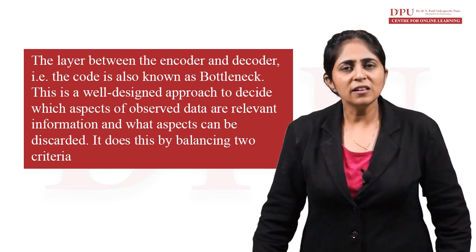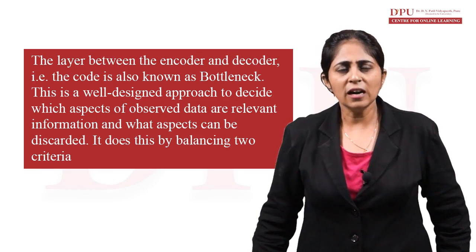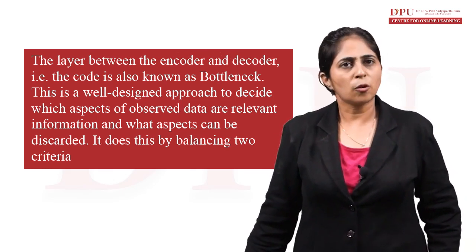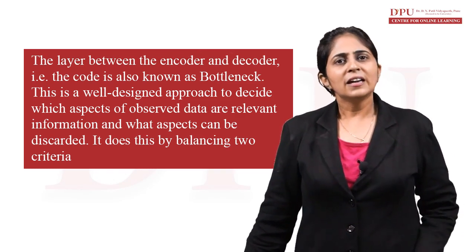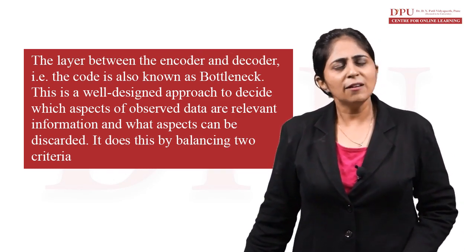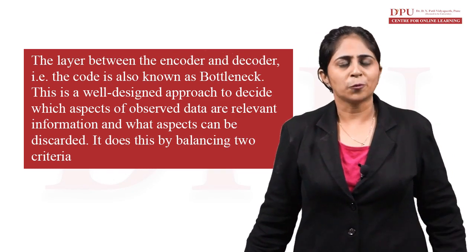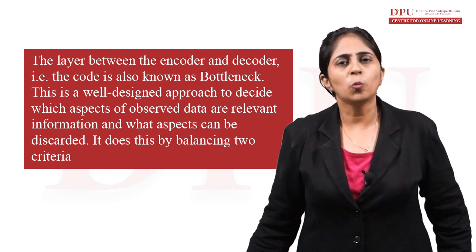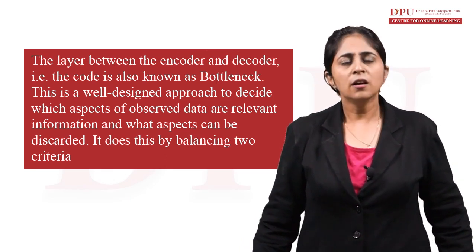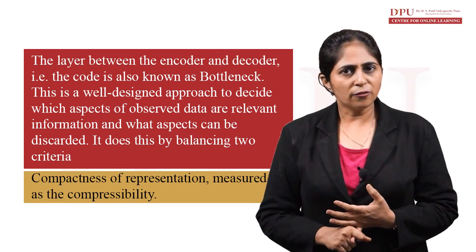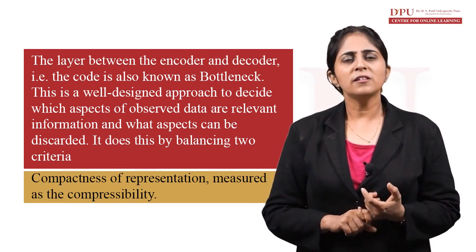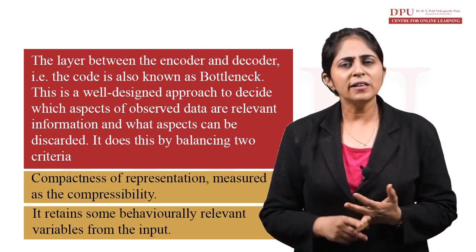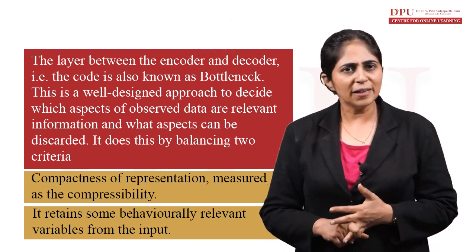So it does this balancing using two criteria: the compactness of the representation, measured as the compressibility, and retaining some behaviorally relevant variables from the input. So basically there are two criteria on the basis of which the code gets created. First is the compactness of the representation, which is measured as the compressibility. Second, to retain some behaviorally relevant variables from the input.